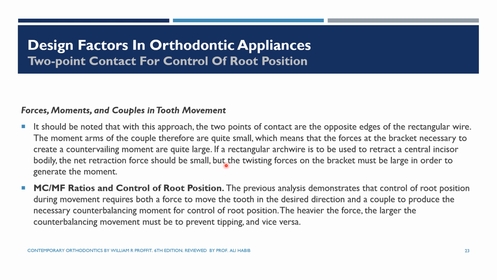And the easier way, or the more practical from this point of view, is to apply two-point contact, one in the bracket, one away, like those torquing or auxiliary springs that are used in big appliances. So as I said earlier, to control our movement and to control a root position, we need to balance between the moment of the force, which is the bad guy, and the counteracting moment.